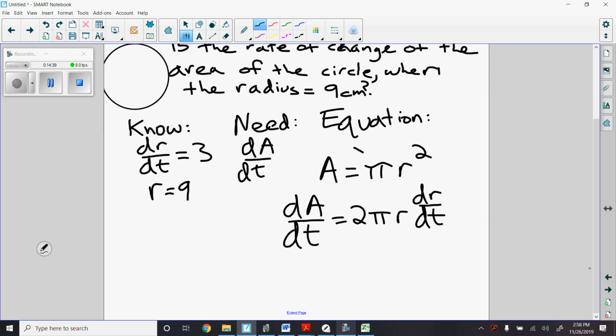Now I just need to plug in and solve for what I need. What I need is dA dt. So it's okay that I have nothing to plug in for dA dt. But I should be able to plug in everywhere else in this equation. And when I look, 2 and pi are constants. I know r and I know dr dt, so this should be very straightforward.